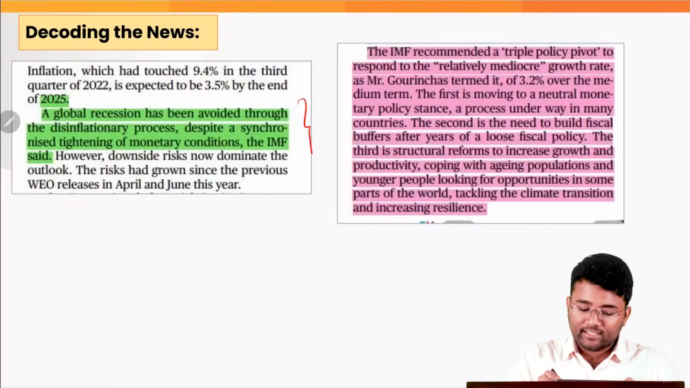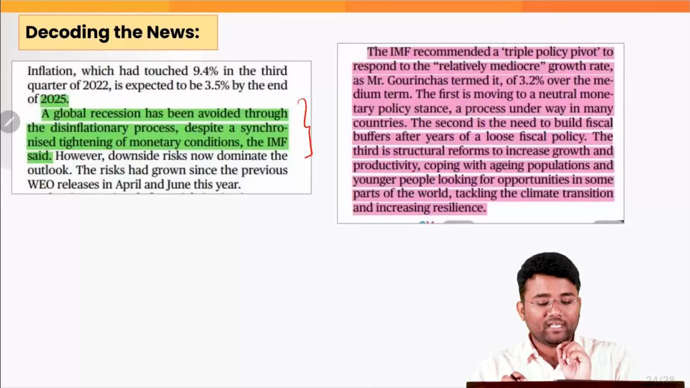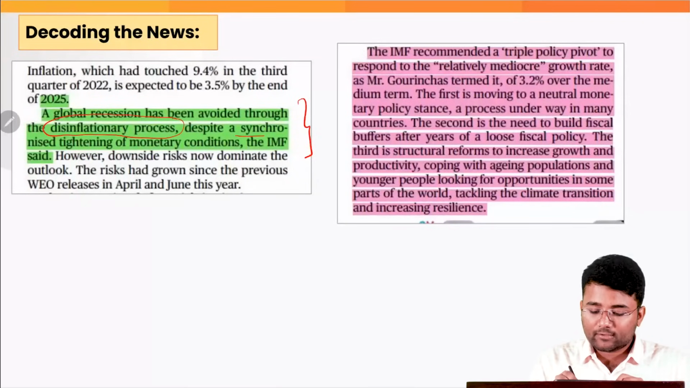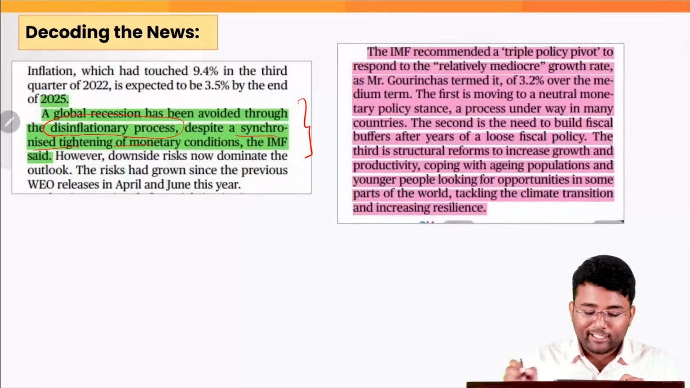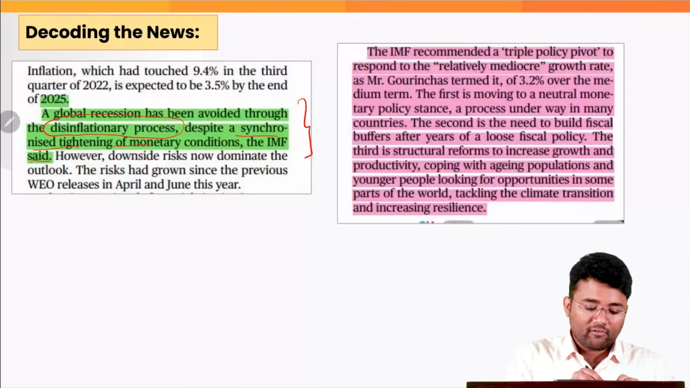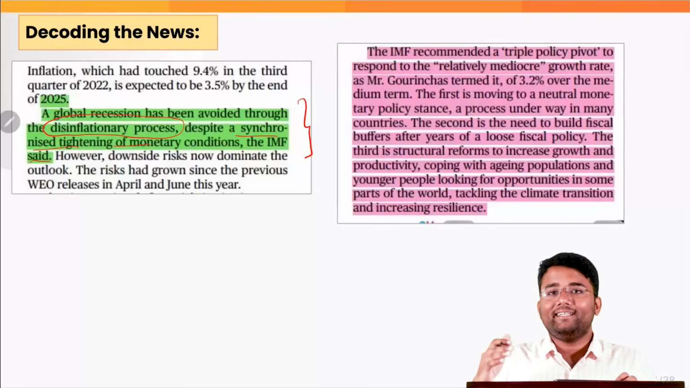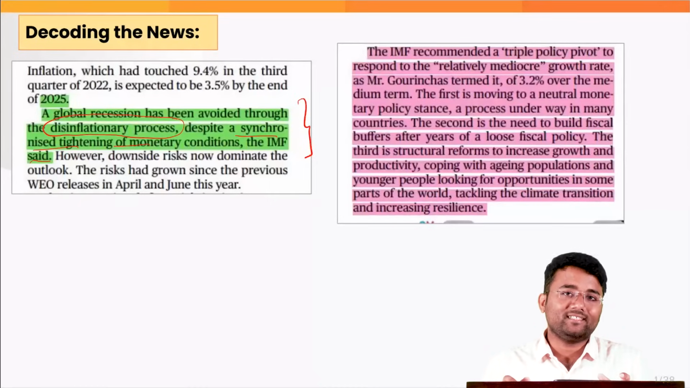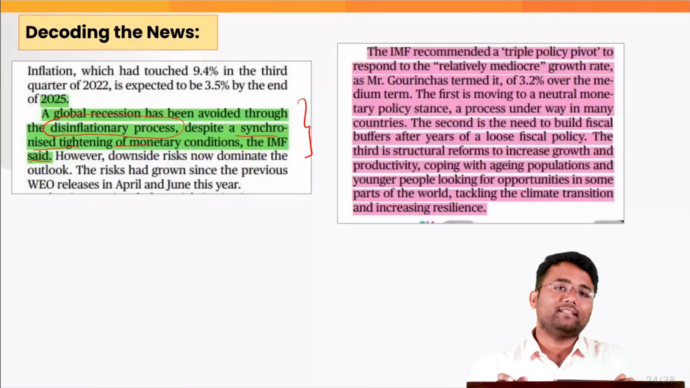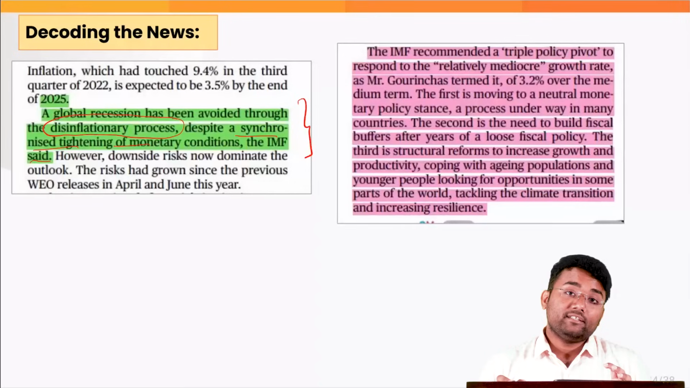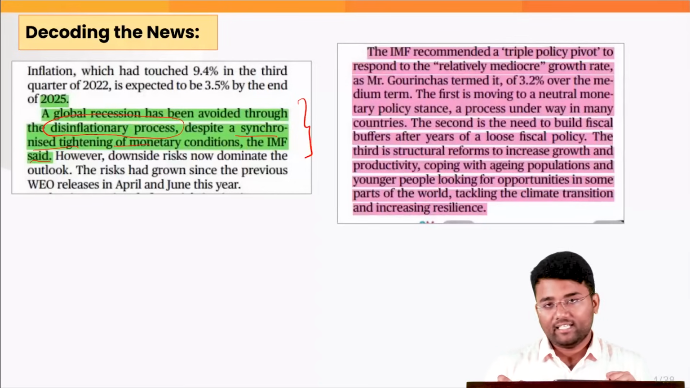Also, in the news it says that a global recession has been avoided through a disinflationary process, despite a synchronized tightening of monetary conditions, the IMF said. What was happening? After COVID-19 and various other geopolitical situations like the Russia-Ukraine war, then the Israel-Hamas situation, etc., there has been large-scale inflation due to supply chain disruptions that emerged.